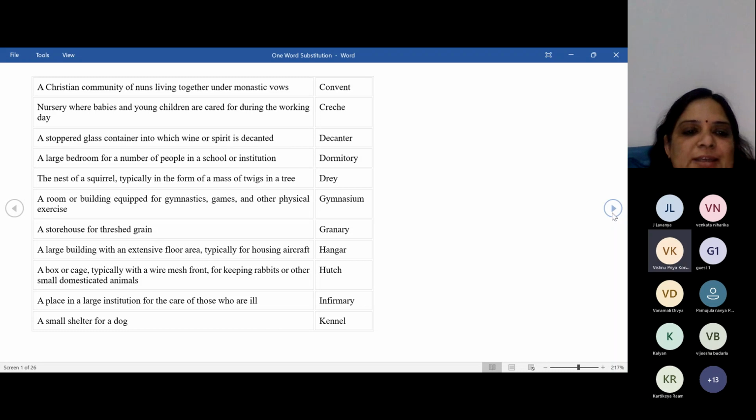Okay. A box or cage, typically with a wire mesh front for keeping rabbits or other domesticated animals. It's called a hutch. Hutch. Yeah. A place in a large institution for the care of those who are ill. It's called the infirmary. It's called an infirmary.